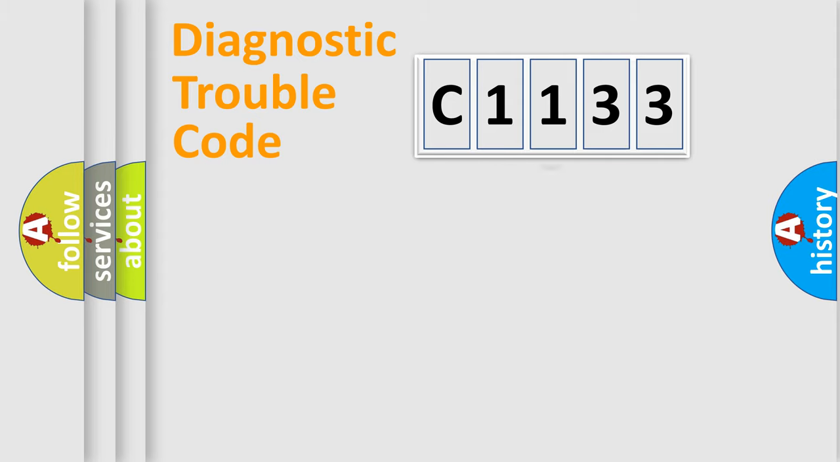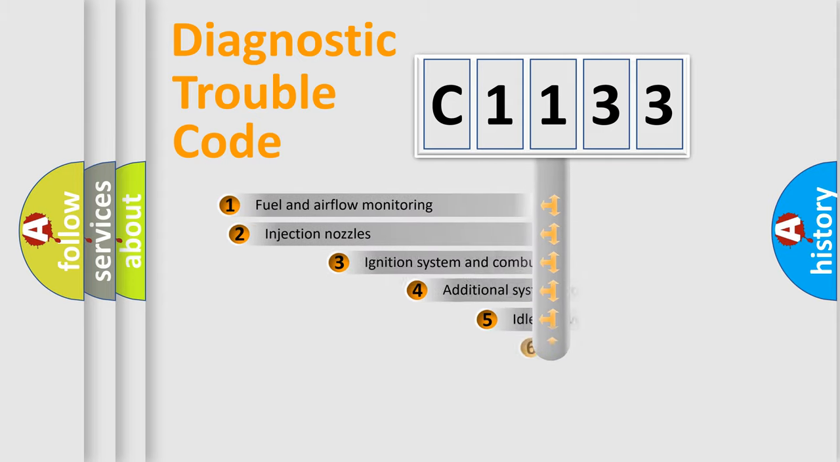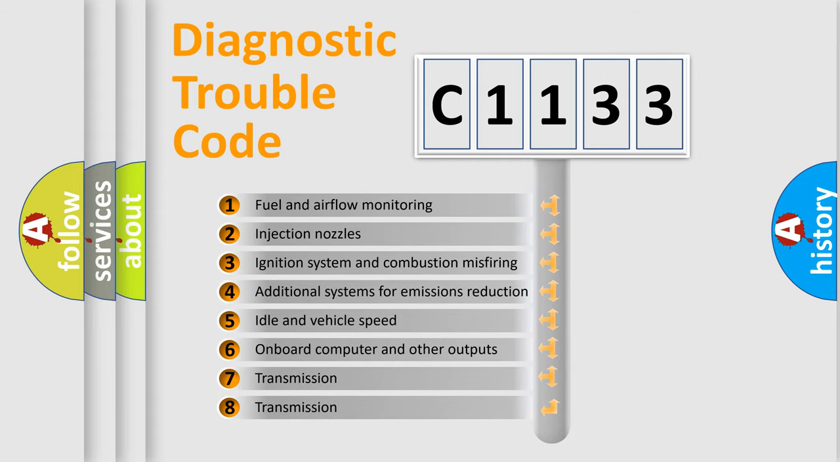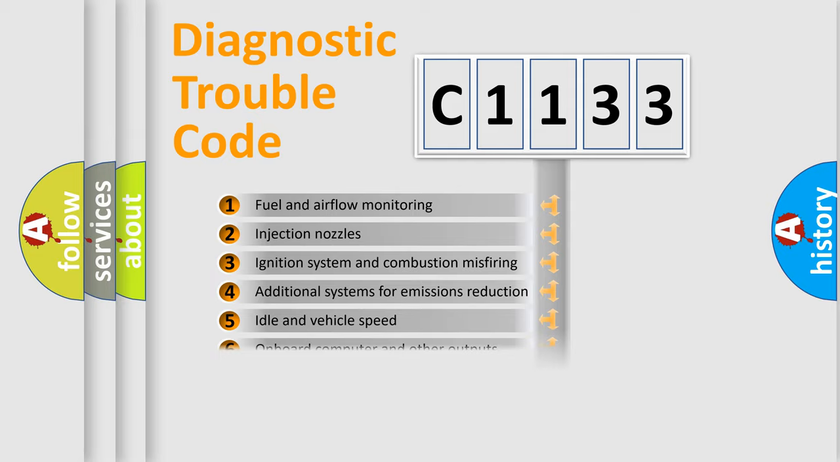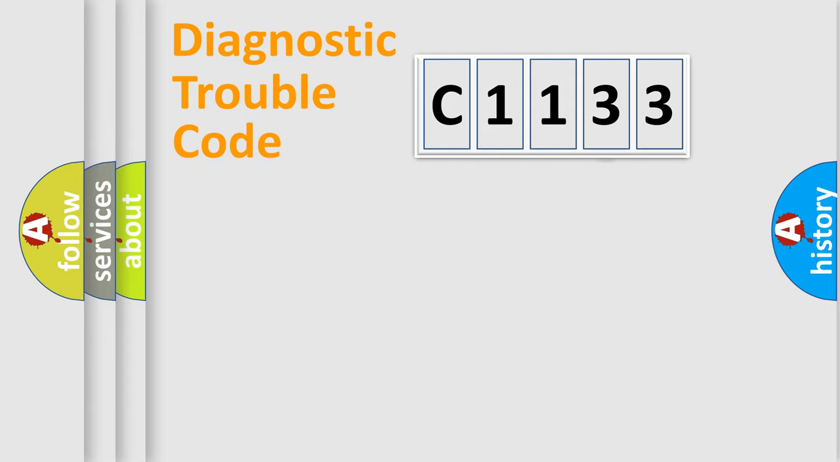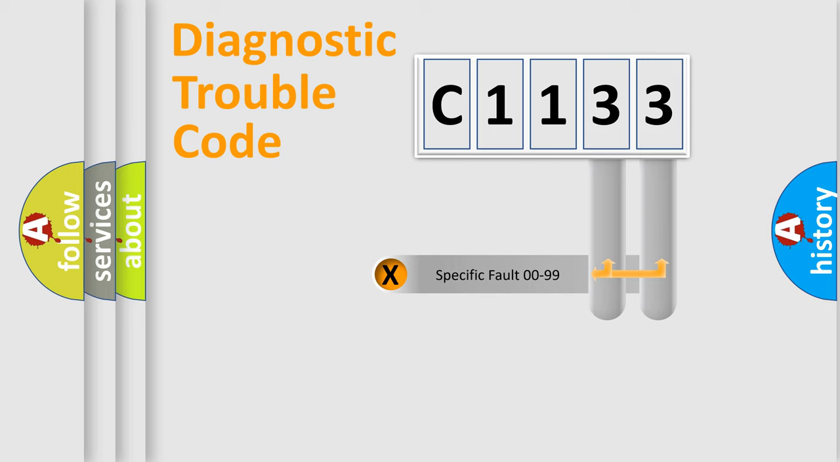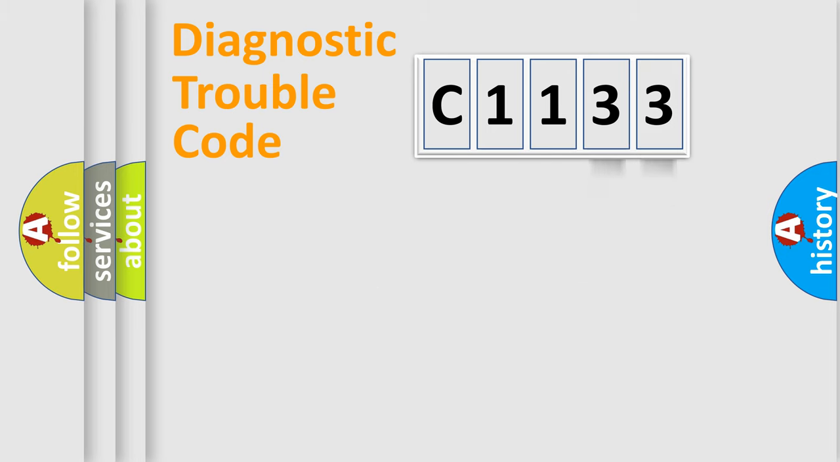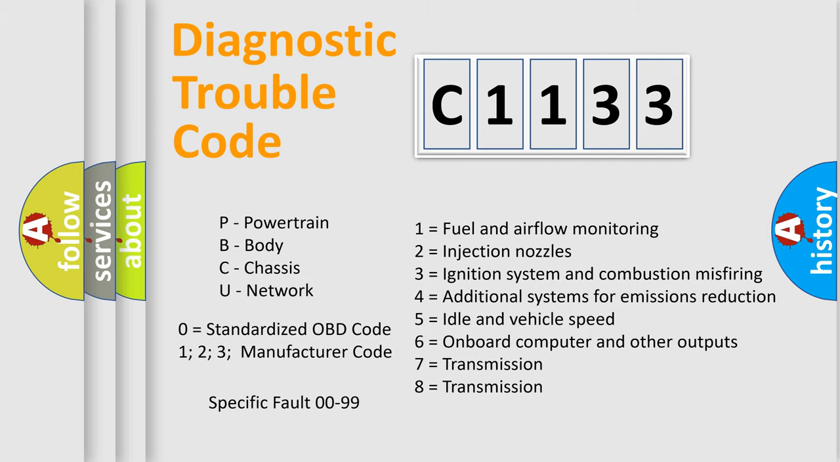In the case of numbers 1, 2, 3, it is a more prestigious expression of the car-specific error. The third character specifies a subset of errors. The distribution shown is valid only for the standardized DTC code. Only the last two characters define the specific fault of the group. Let's not forget that such a division is valid only if the other character code is expressed by the number 0.